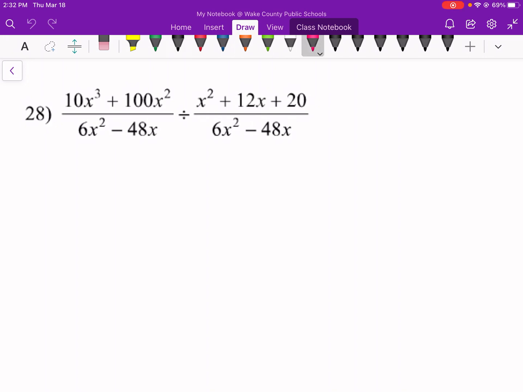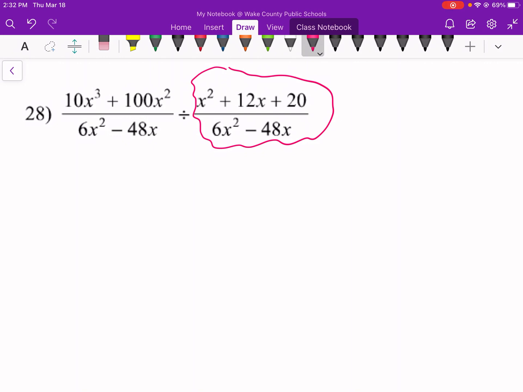So when I say reciprocal, I'm going to take this second fraction that we're dividing by, and we're going to take the reciprocal of it. Now, remember from way back when you learned about reciprocals, the reciprocal is the multiplicative inverse, or the fraction that you multiply by to get 1. So really, the reciprocal is just taking the numerator and the denominator and flipping them over.